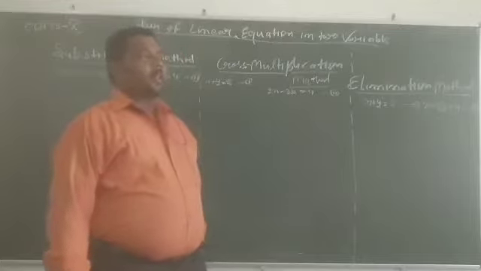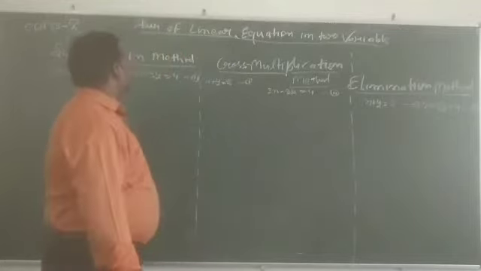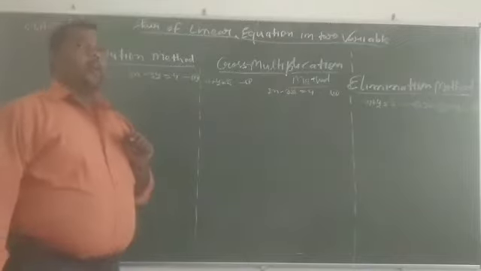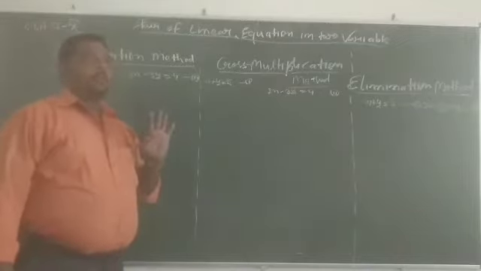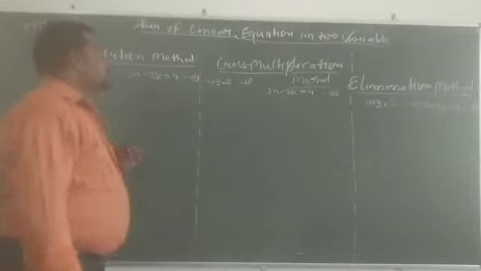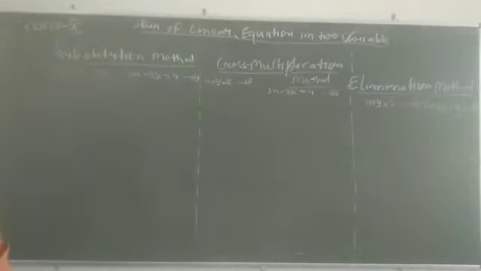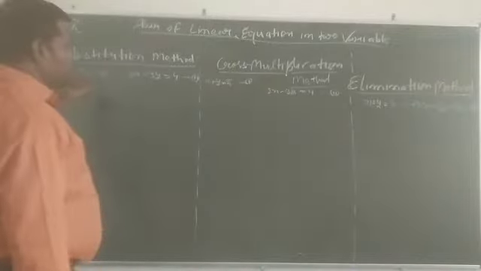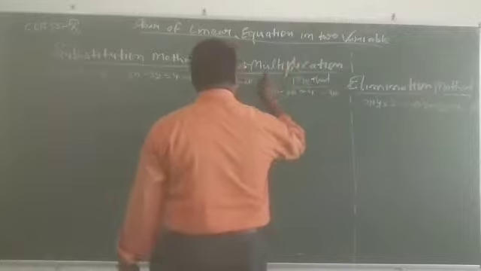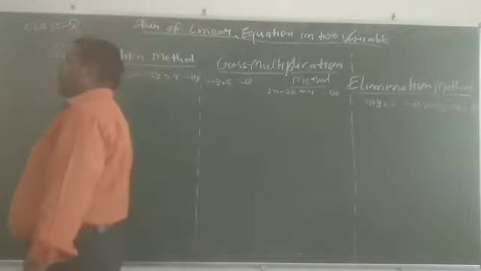Students, in the previous class, I told you about the chapter Pair of Linear Equations in Two Variables. And in this chapter, I am telling you the four methods of solving the equations. First method is graphical method. Second is substitution method. Third is elimination method. And fourth is cross multiplication method.